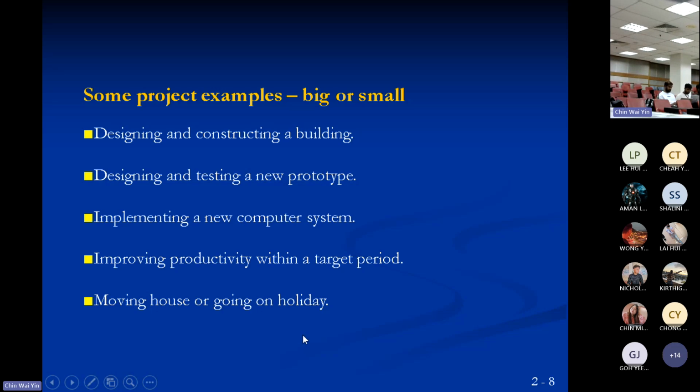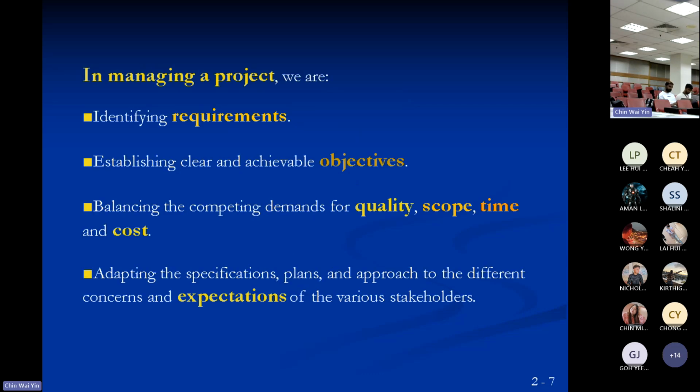Because there's a start date and an end date, right? The end date will be the friend's birthday, that day. The start date will be the moment you start planning. And then there will be budget, cost. There will be scope, the size of the party. Then there will be quality: do you buy a cheap cake or an expensive cake? There's an expectation of quality, isn't it? And what about decorations and things like that?